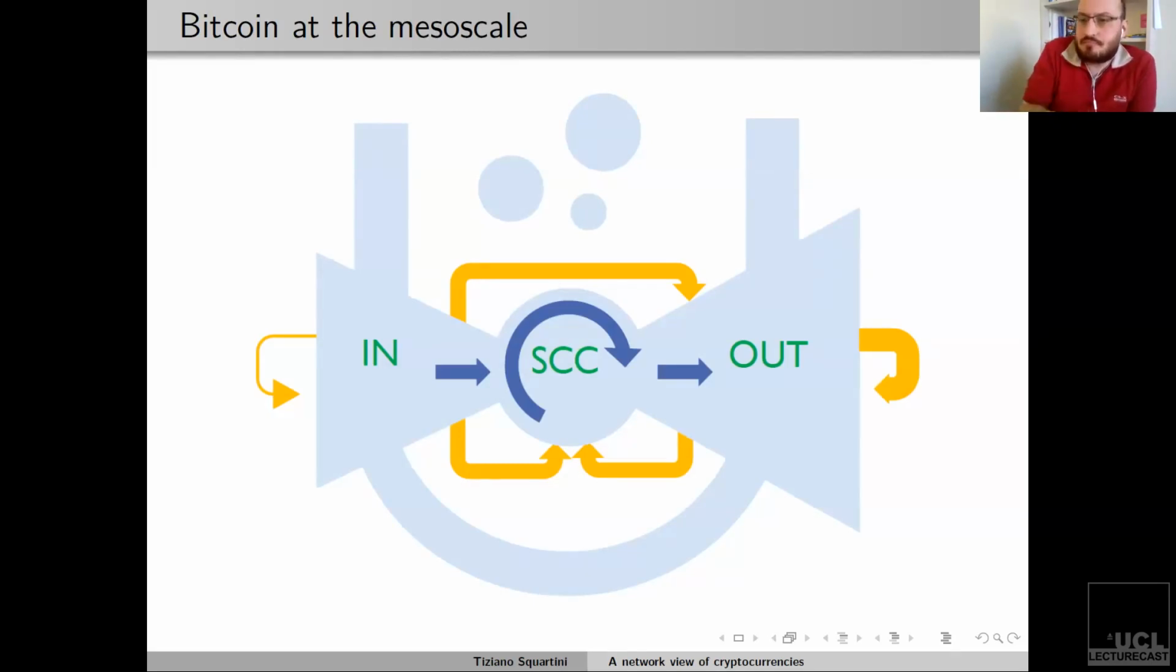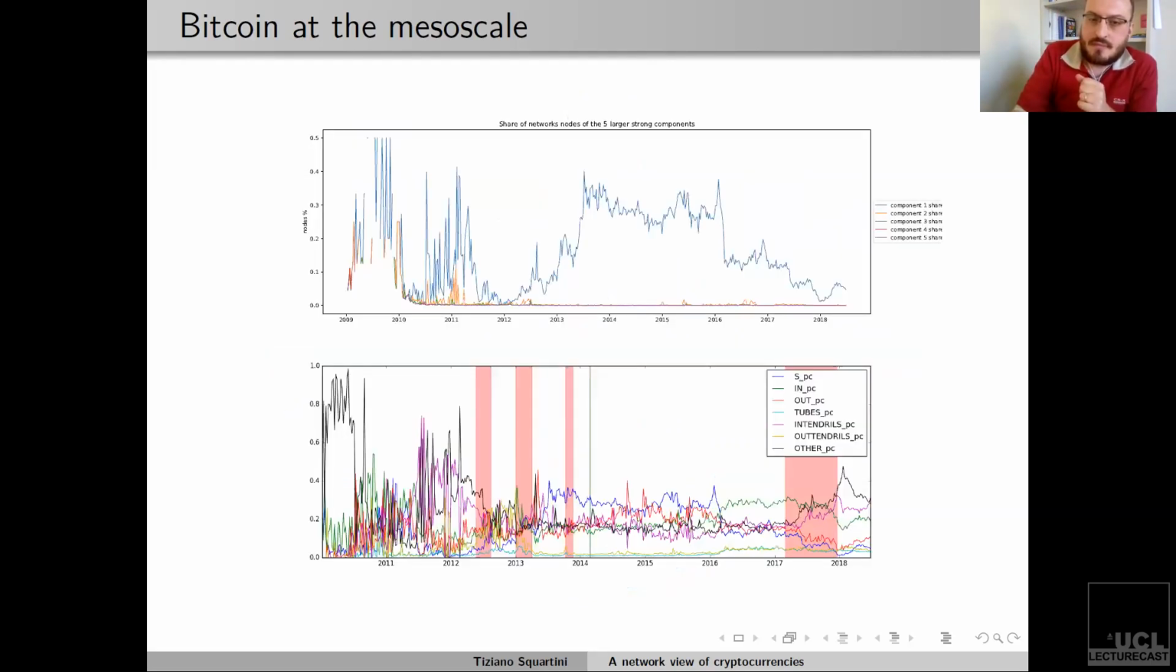So there is always a path between any two nodes in this central component. And then there is the periphery, if you want, which is made by the in and the out component. In the in component, you have nodes that point towards the core. In the out component, you have nodes that are pointed by the core, the central portion of the network.